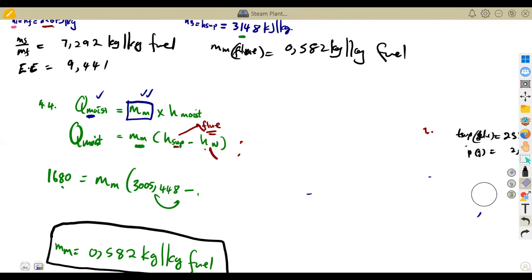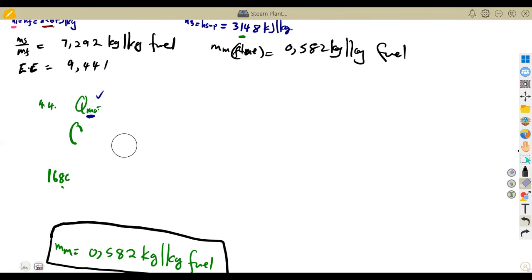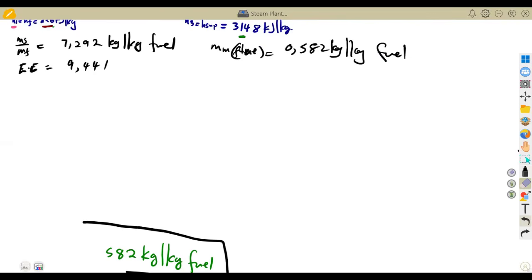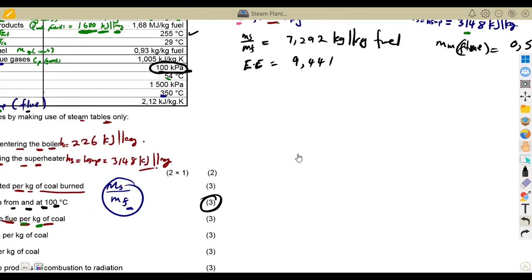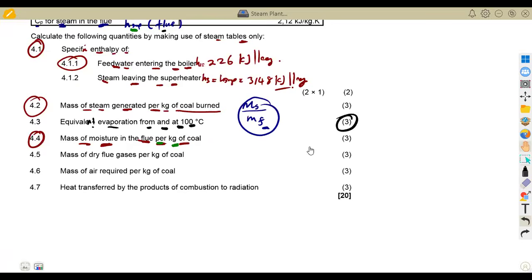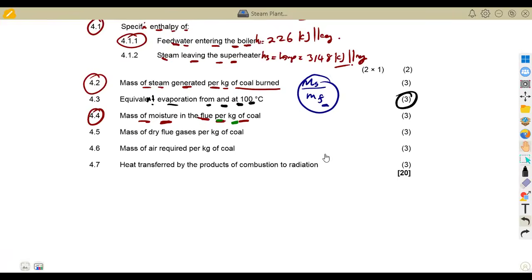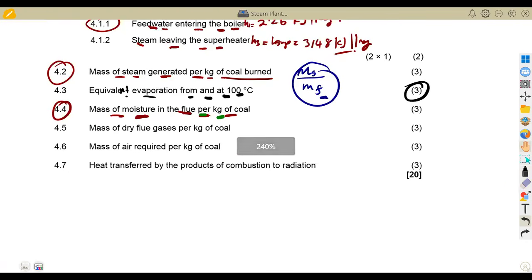So this is how they just want you to play around with the information. Not all questions will be direct, you won't have something like that. So you have to be very, very careful. They want you to use information that you were given before. It is the same as this one again. This time they want us to find the mass of the dry flue gases per kilogram.